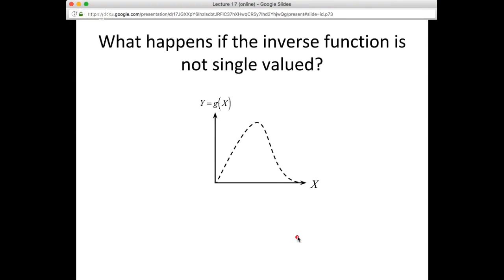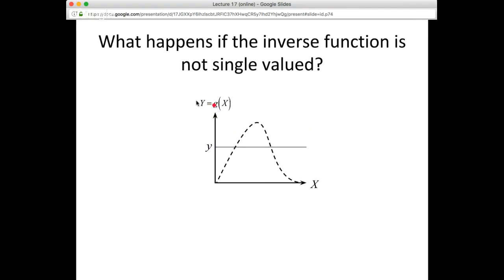We talked about how to think about these problems if g of x is an increasing function of x or a decreasing function of x. What if it does both? It increases a bit and then decreases a bit, such that the inverse function, g inverse of y, doesn't have a unique or a single value. So let me explain what I mean by that.